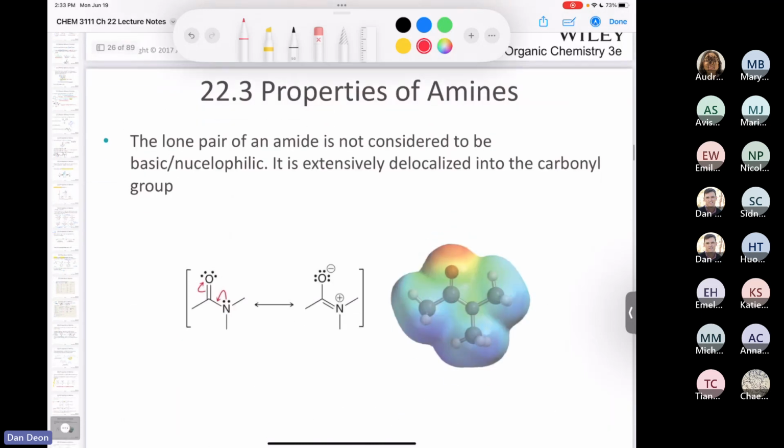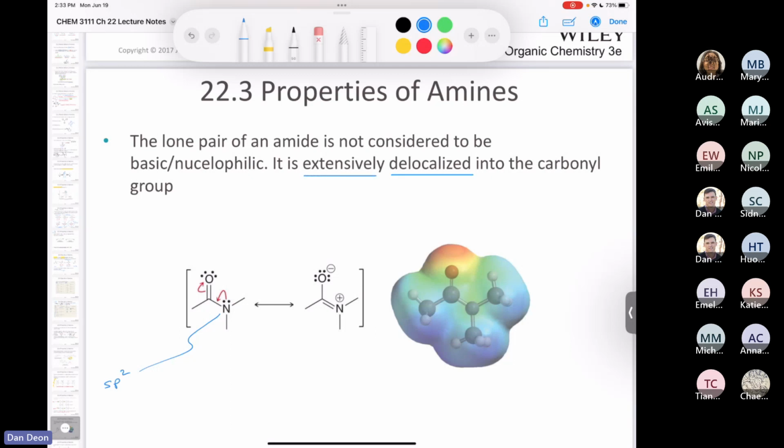All right, now the lone pair of an amide. Let's just go over this one more time. We've already talked about why the nitrogen in an amide is sp2 hybridized, and that means that that lone pair is delocalized, right? Because it's in an unhybridized p orbital. You have a p orbital here, p orbital here, p orbital here, and we need those in order to have resonance. And so if that lone pair is not localized, it is delocalized. It says here extensively delocalized.